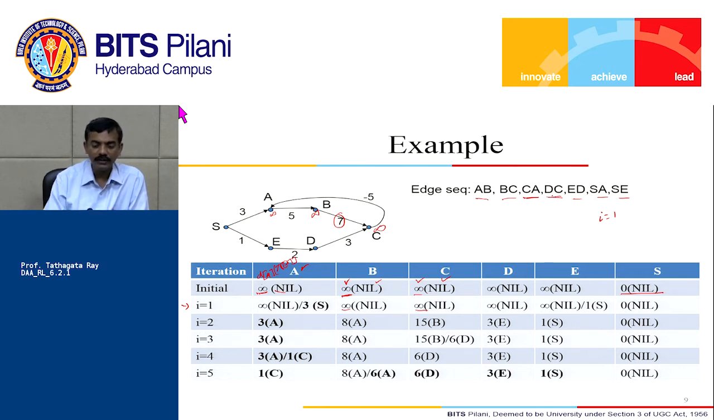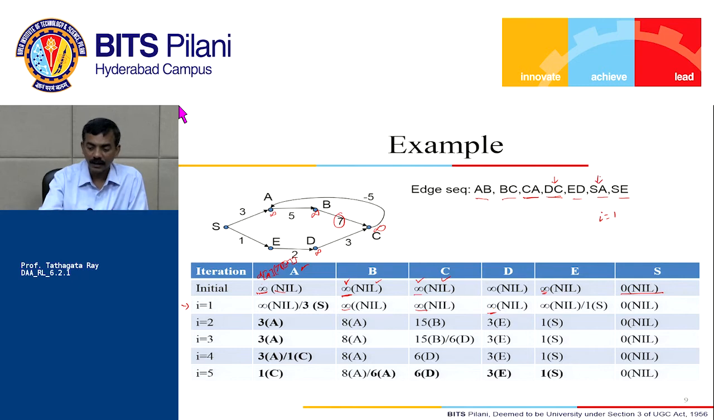We go to DC. DC, again, this is also infinity. Fine. So infinity plus 3 is not going to update infinity. So D is not updated. So C is not updated again. Then we go to ED. Now ED, again E is infinity, plus 2. Nothing is going to happen. So D remains at infinity.